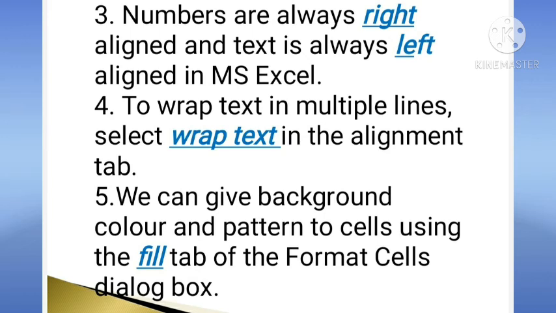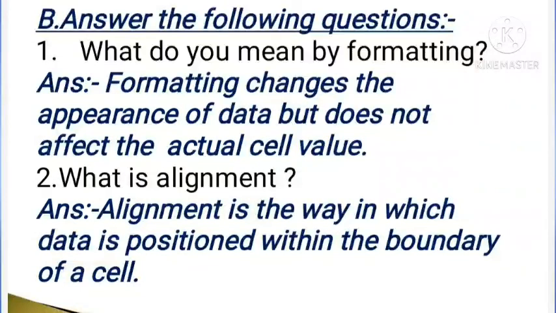Third, numbers are always dash aligned and text is always dash aligned in MS Excel. First blank is right, second one is left. Fourth, to wrap text in multiple lines, select dash in the alignment tab. Wrap text. Fifth, we can give background color and pattern to cells using the dash tab of the Format Cells dialog box. Answer, fill. Let's see the question answers.